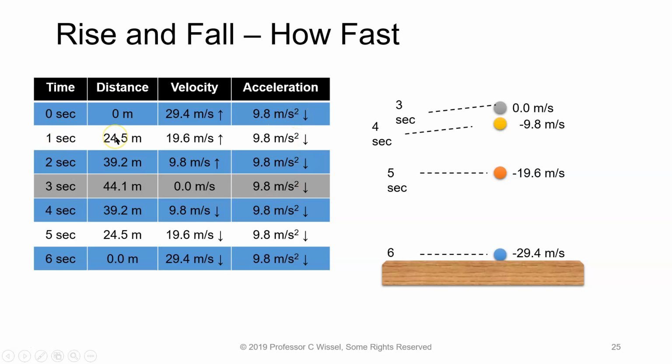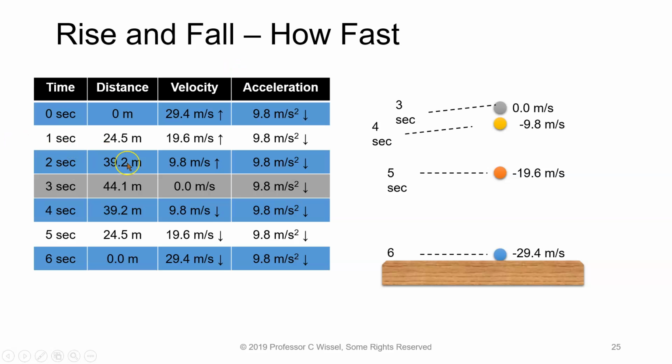After 1 second, the ball is 24.5 meters up in the air. We'll show you later how to calculate this distance, so don't worry about that yet. The velocity has dropped by 9.8 meters per second because that's the acceleration down. So it's decelerating. You subtract 9.8 from 29.4, you end up with 19.6 after 1 second. But the acceleration's still down because nobody turned off the gravity. Gravity doesn't get turned off in this class unless I tell you it is.